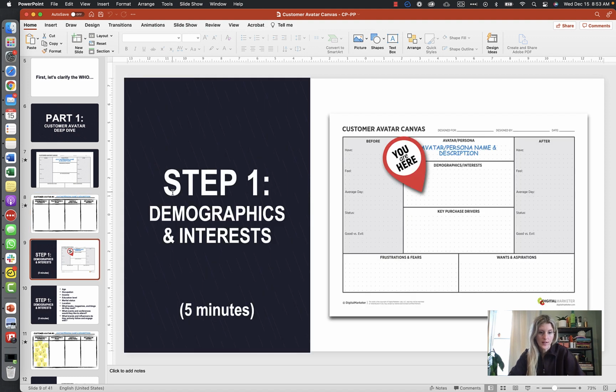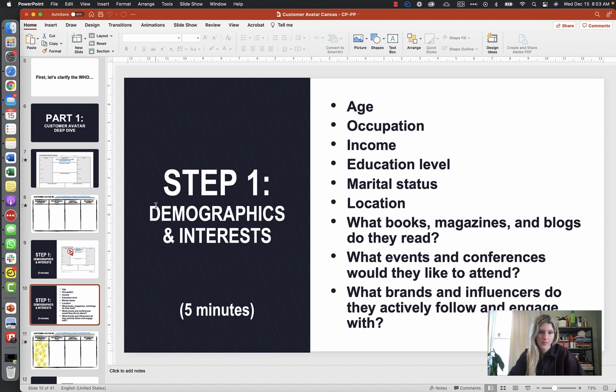So step 1, demographics and interests. This should take you about 5 minutes. Don't worry about the time. It might take longer, it might take shorter, but spend about 5 minutes. What is your target demographic age? What is their occupation? What is their income and education level? Are they married or are they a single parent?